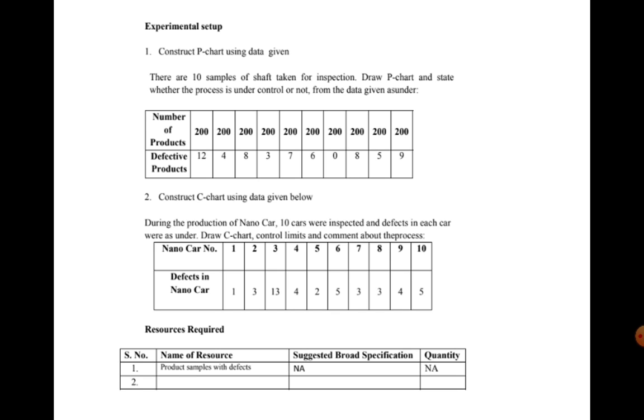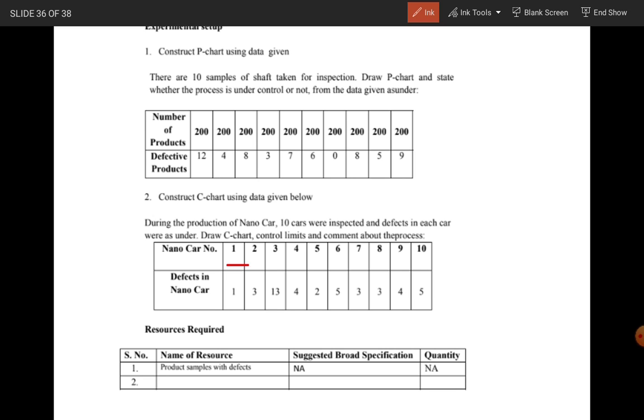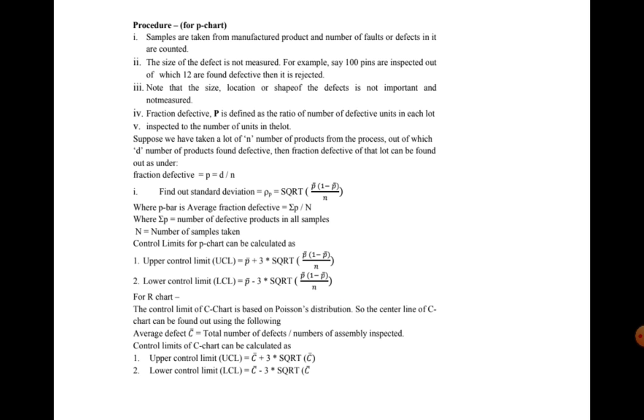The second type is the c chart generation. Here in the c chart generation there is a production of Nano cars. The total count is 10, which we can see represented over here, and this is the total number of products. Now we will check out the defects in the cars: 11, 3, 13, 4, 2, 5, 3, 3, 4, 5. These are the defected cars which are being produced. Based on this we are going to do the analysis and plot the charts.